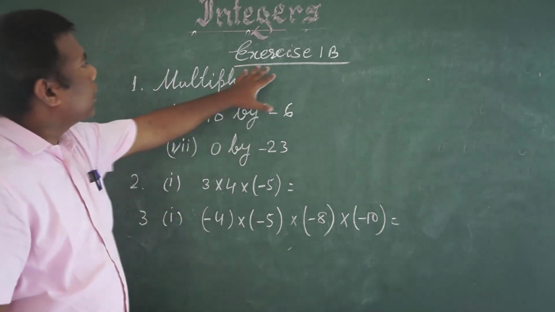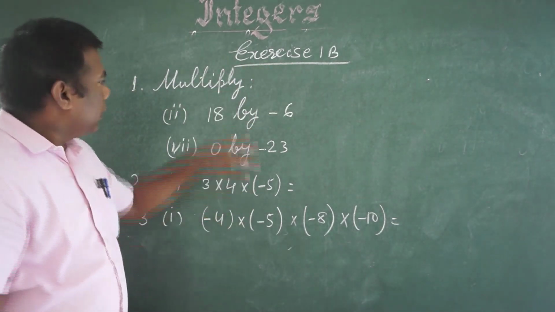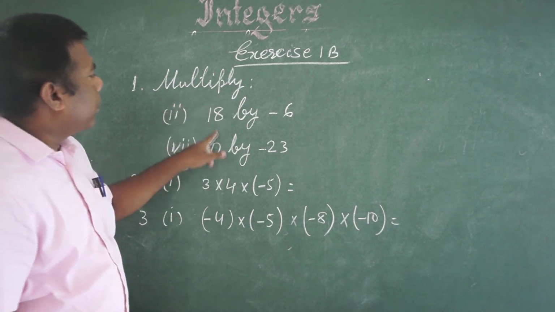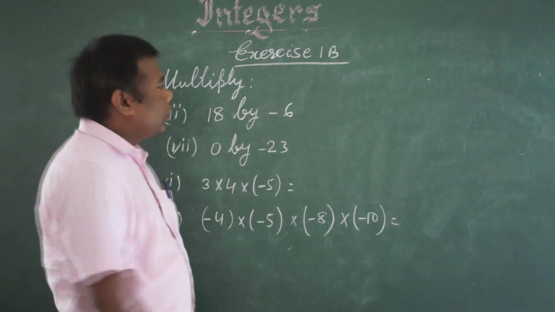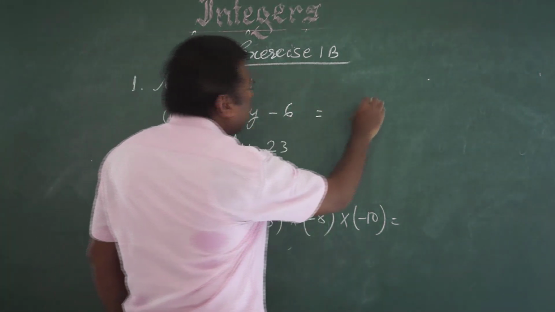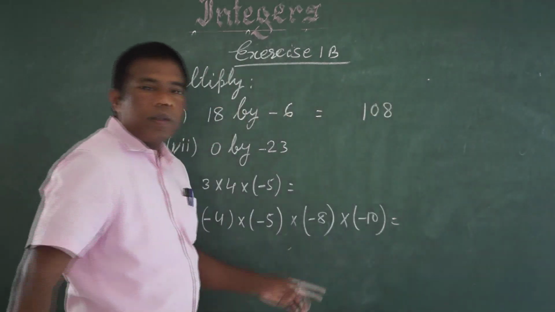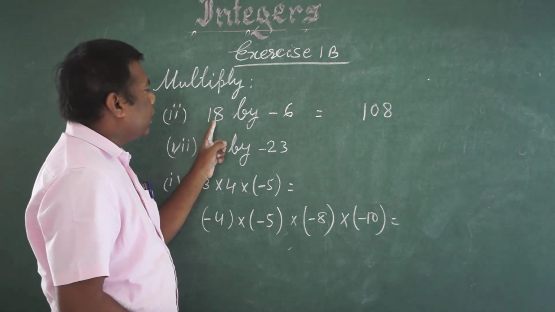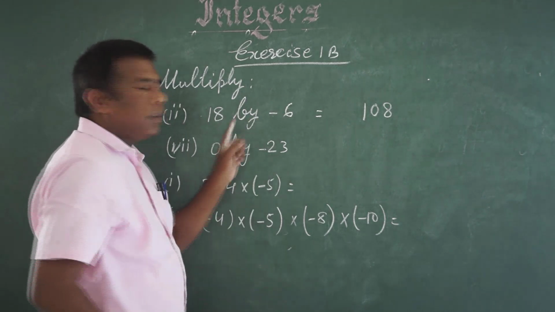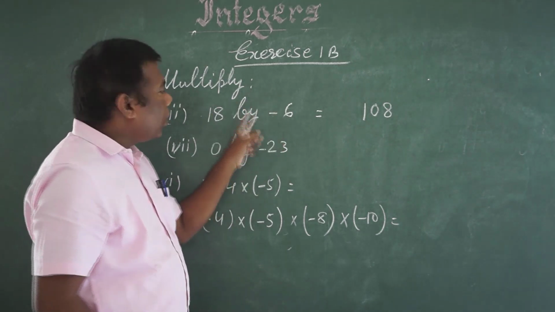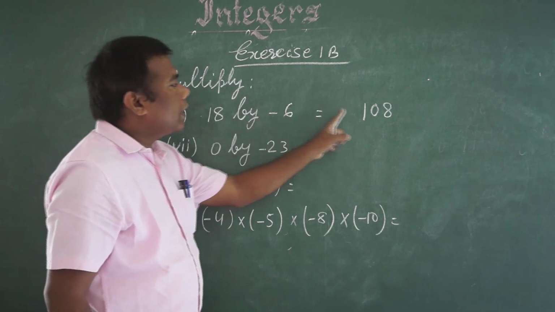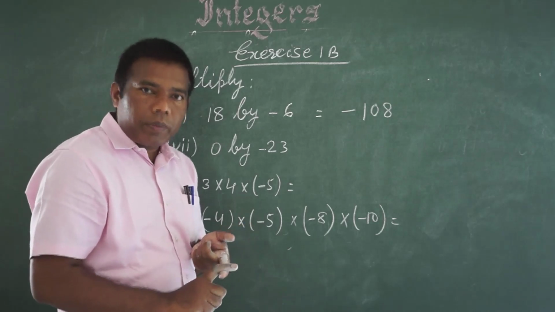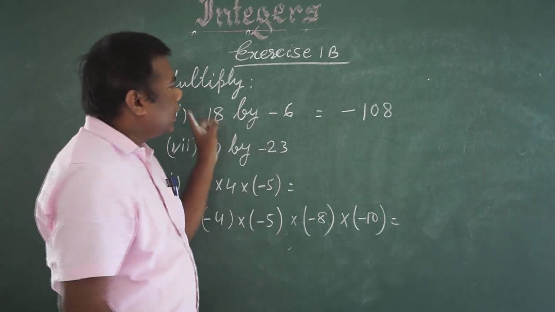Now from exercise 1B, I have taken some questions. These are very simple, very easy. Just see how we will solve. In the first question we have to multiply 18 by minus 6. So simply you multiply 18 times 6, which is 108. And the sign will be of what? As I said when telling you the rule, plus into minus, opposite signs are there. So always if opposite signs are there, the sign will be negative. If same signs, the sign will be positive. If opposite signs and you multiply, the sign will be negative.